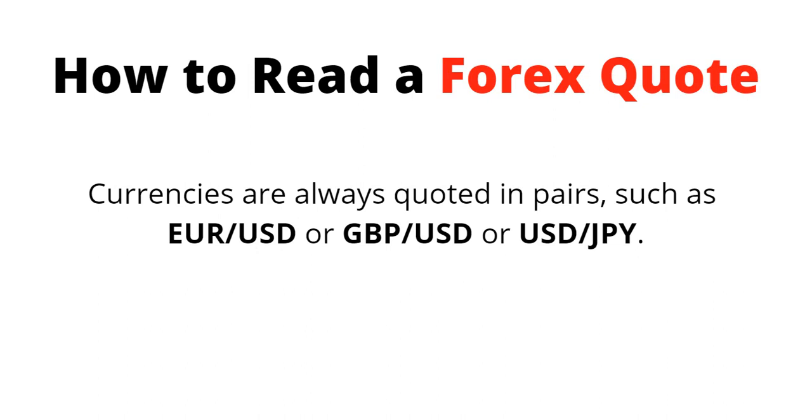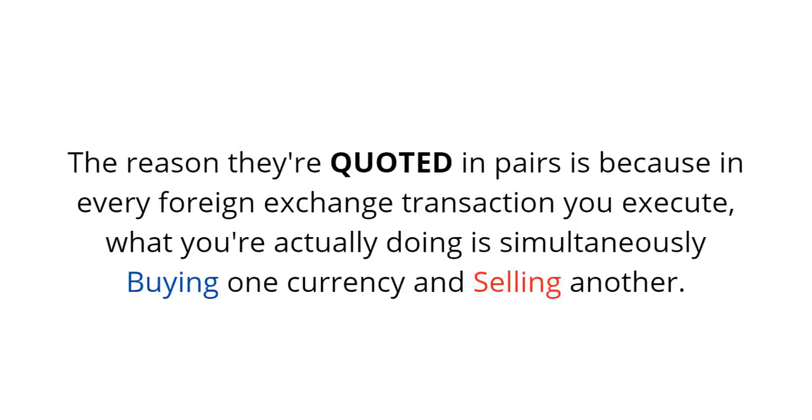So now I want to talk to you a little bit about how to read a Forex quote because it's probably something you've seen before, but not something you've understood. You probably were looking at it and didn't know what you were looking at. So currencies are always quoted in pairs, such as EUR/USD, or GBP/USD, or USD/JPY, like the examples that I have here. And the reason that they're quoted in pairs is because in every foreign exchange transaction that you execute, what you're actually doing is simultaneously buying one currency and selling another.